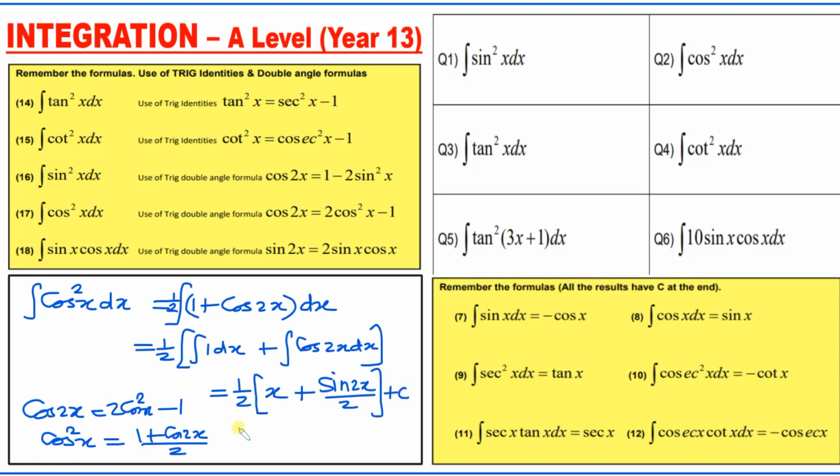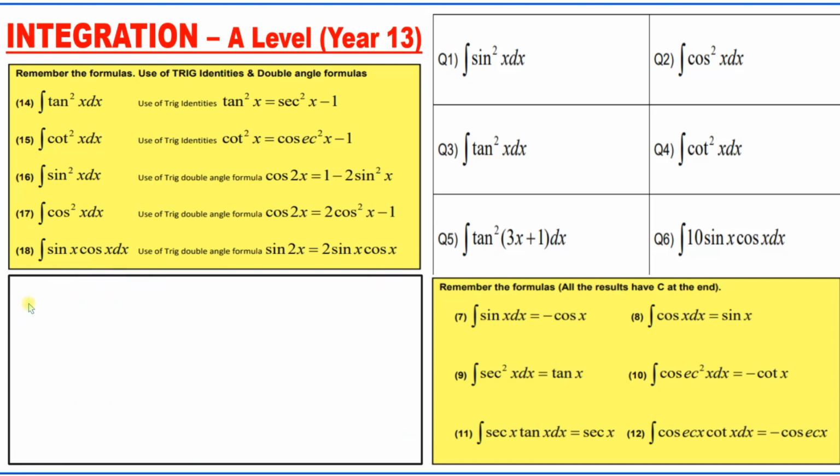And that is the answer. You can leave it like that. That is question number 1, 2, 3, 4, all done. Right, now the next topic is integrating sin x cos x function.